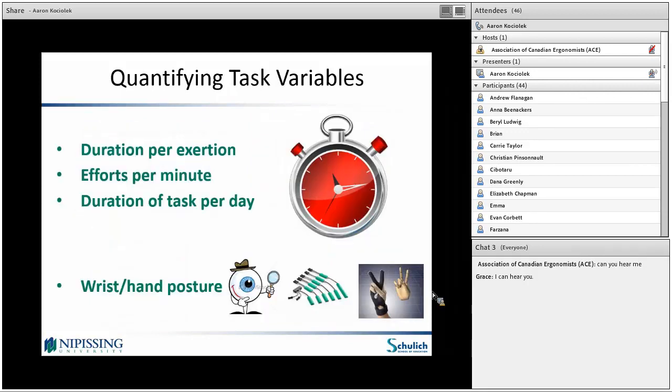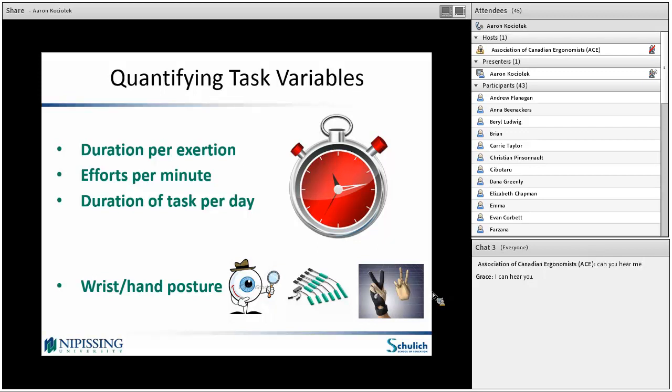In terms of quantifying some of the other task variables, duration per exertion, the efforts per minute, and duration of task per day are all basically related to the timing of a cycle. So you can actually get these fairly easily by just having a stopwatch and timing some important events that are happening throughout that work cycle.